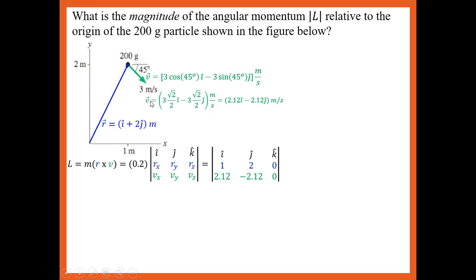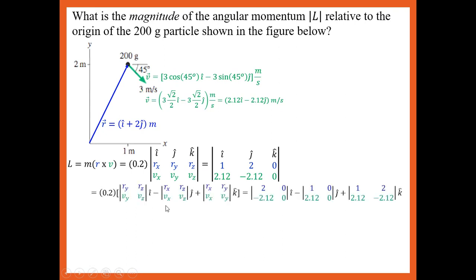And then for the velocity vector, we can pull the information out here. It'd be 2.12 in the i direction. And then for the j, it'd be negative 2.12. And that's where the negative value comes from. It's important that you pay attention to where you need to include the negative sign in this method. Okay. And then k is just 0.